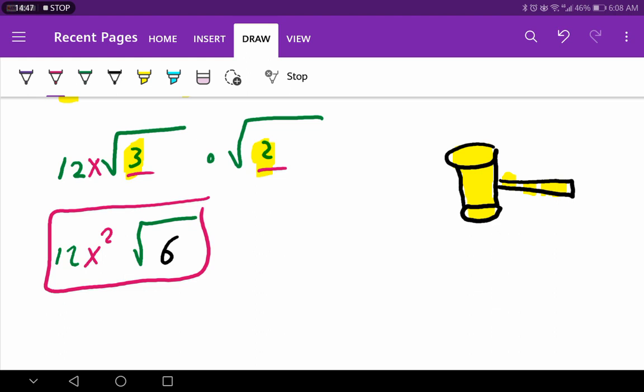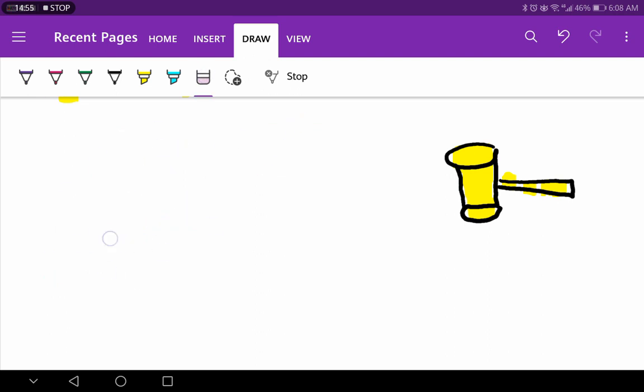Okay, I will take one more example about this, which is this one. Radical 7x, multiplied by 3 radical 10x to the power 7.